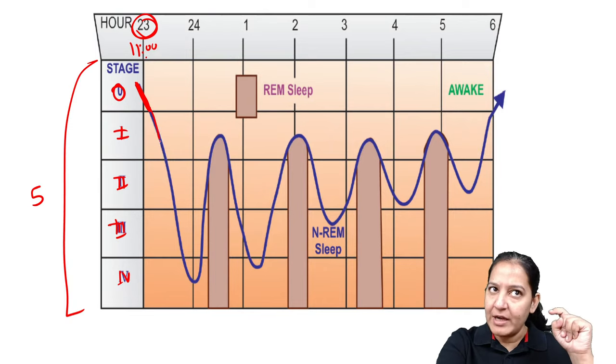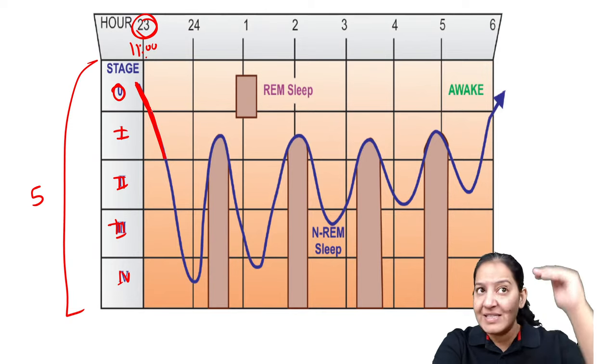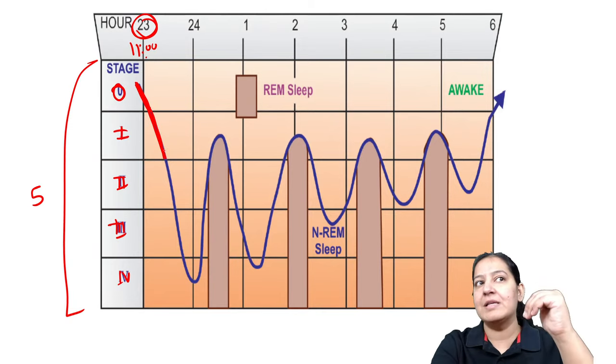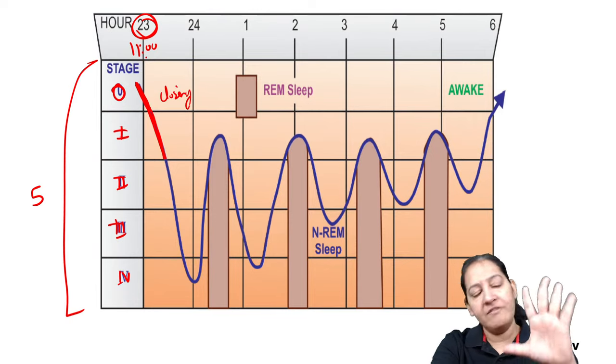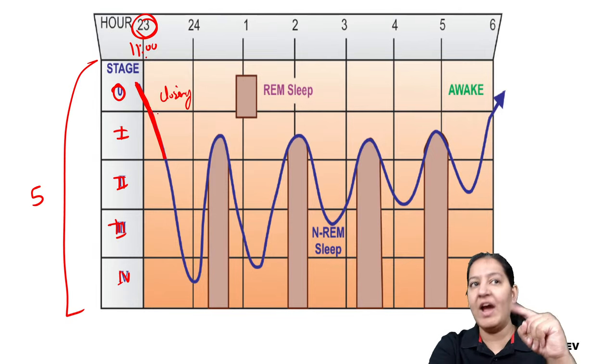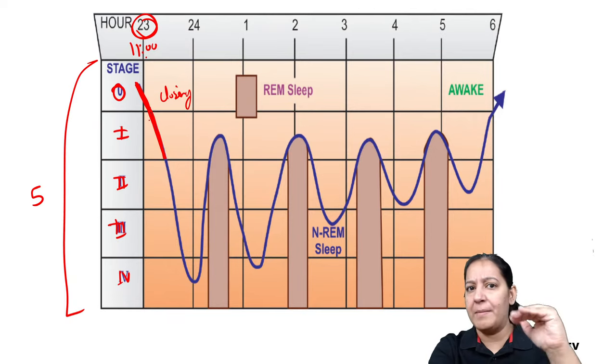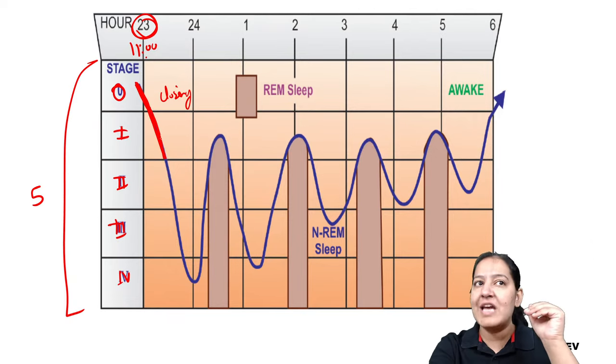Then gradually our mind goes into stage one. Can you see? Sleep is becoming deep. Stage zero is when we are just closing our eyes but not sleeping yet. Gradually, the sleep is just coming. We are in a transient stage. So it is stage one.